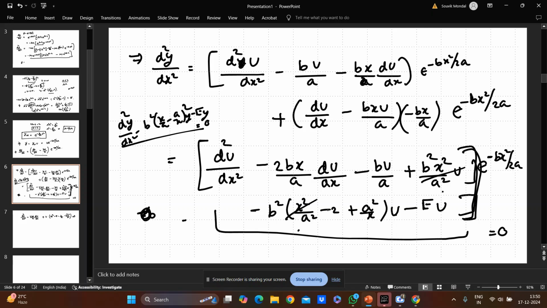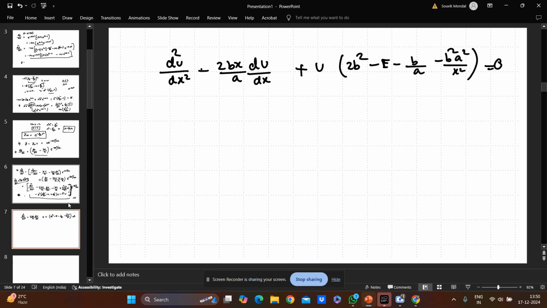I guess I am right. U is multiplied by the term 2b square minus b by a plus b square e and a square by x square. So this will be the final term. So this is the differential equation of u. Now you have to identify what kind of point x equal to 0 is: ordinary, regular singular, or irregular singular.